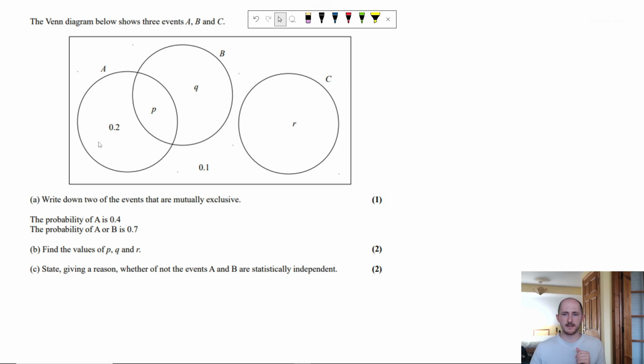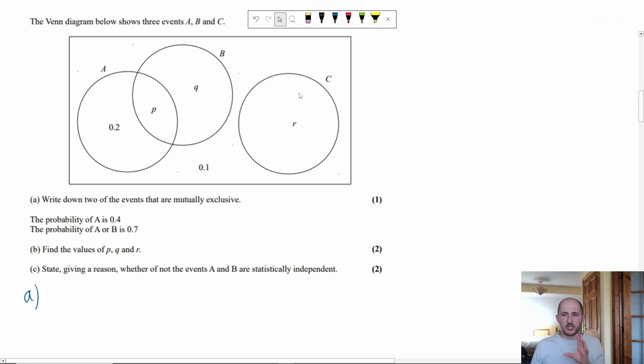So it shows three events, A, B, and C, and again we have missing numbers, so you can probably imagine what we're going to be doing. But for part A it says, write down two of the events that are mutually exclusive, and there are actually two correct answers. If you remember, mutually exclusive means that they both cannot happen at the same time, and it's represented in a Venn diagram as having no overlap.